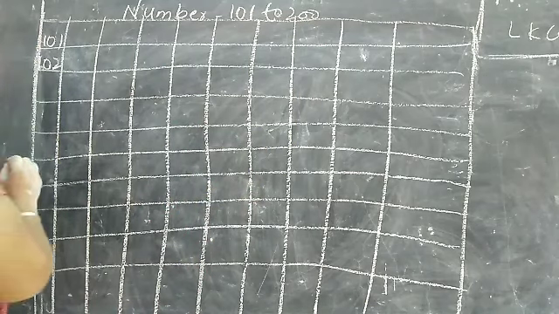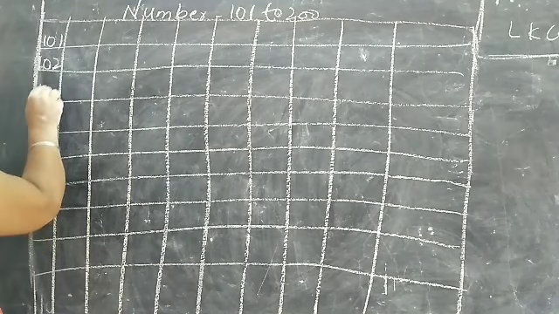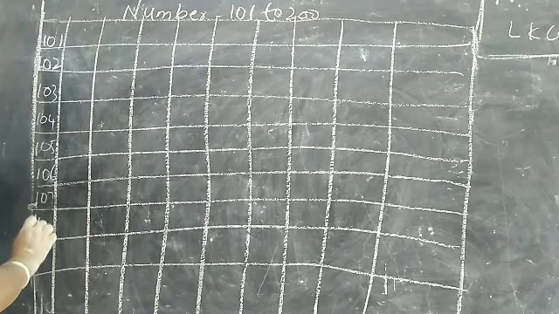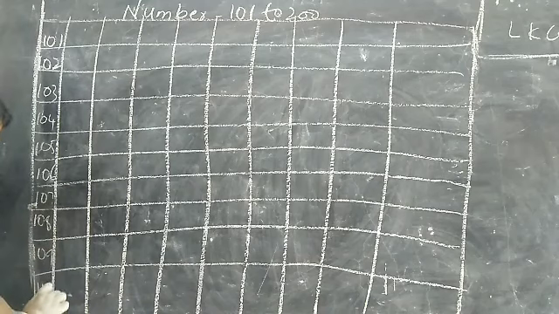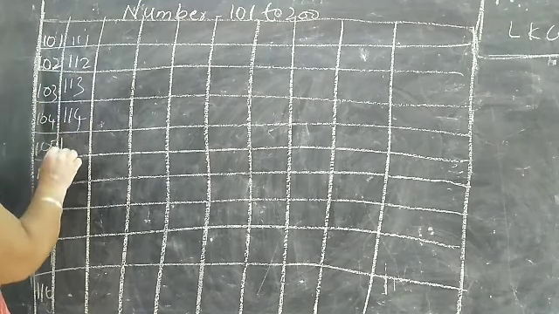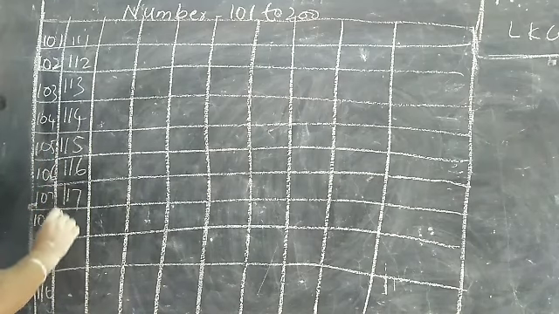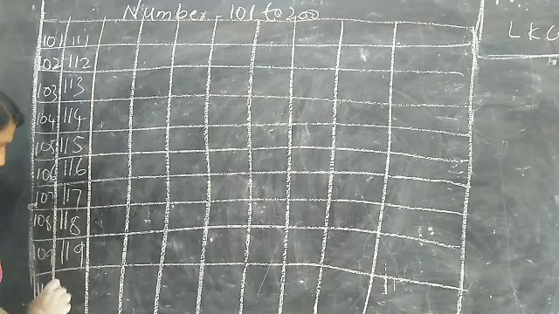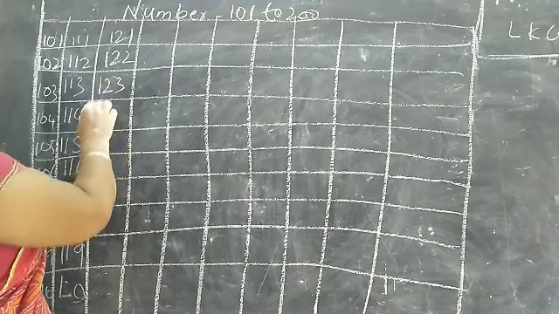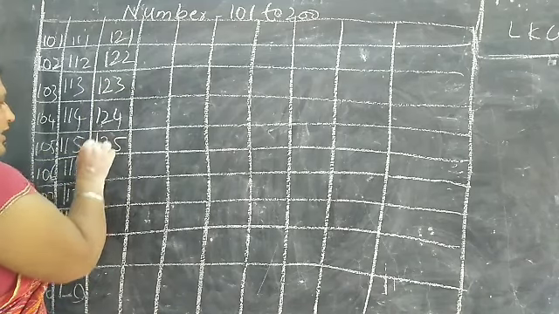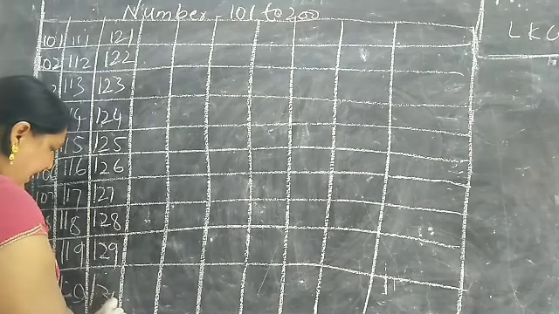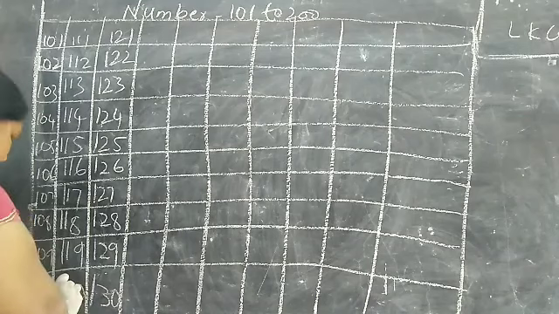101, 102, 103, 104, 105, 106, 107, 108, 109, 110, 111, 112, 113, 114, 115, 116, 117, 118, 119, 120, 121, 122, 123, 124, 125, 126, 127, 128, 129, 130. Okay, children?